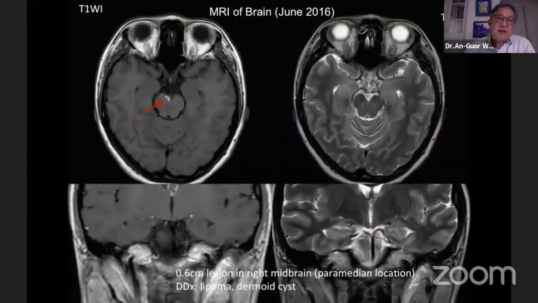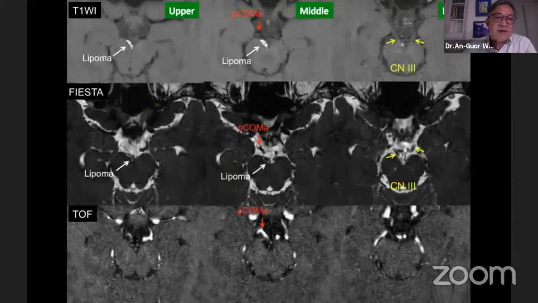And her MRI showed there is a lesion over the interpeduncular region at midbrain level on T1 weighted image. Differential diagnosis includes lipoma or dermoid cyst. And we look into this MRI in more detail.